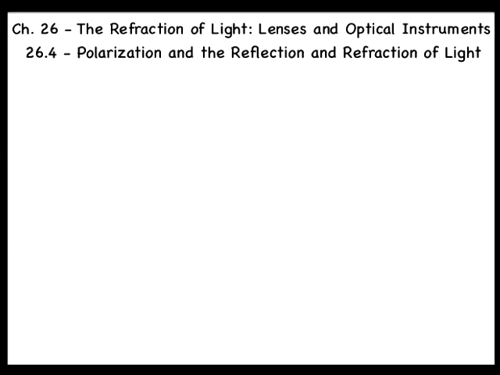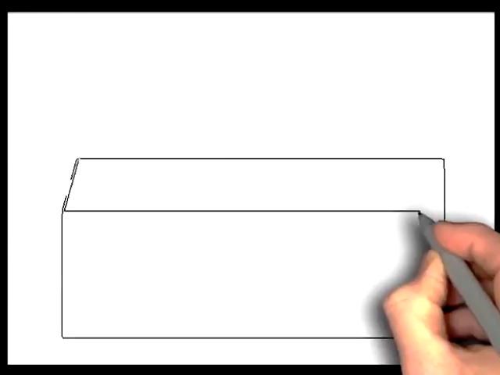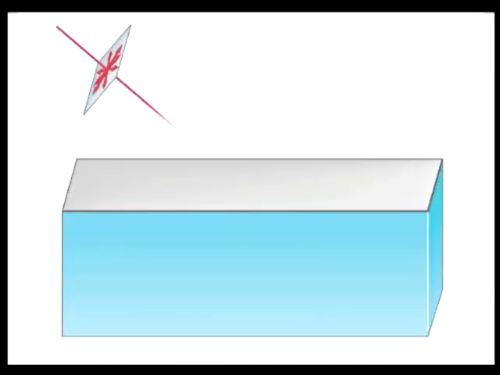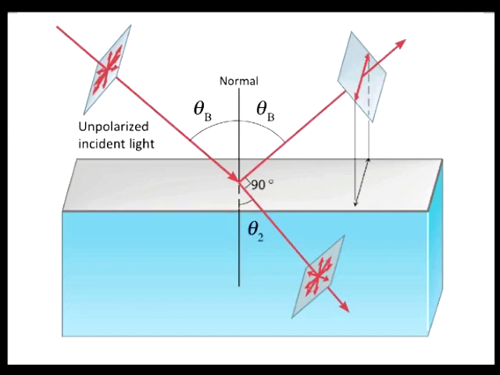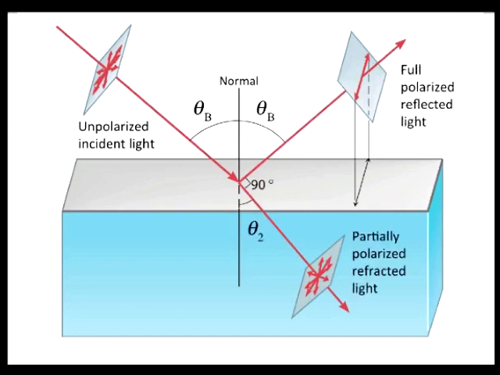Since the transmission axis of the glasses is aligned vertically, it follows that the light reflected from the lake is partially polarized in the horizontal direction. There is one special angle of incidence at which the reflected light is completely polarized parallel to the surface, the refracted ray being only partially polarized. This angle is called the Brewster angle, theta b.